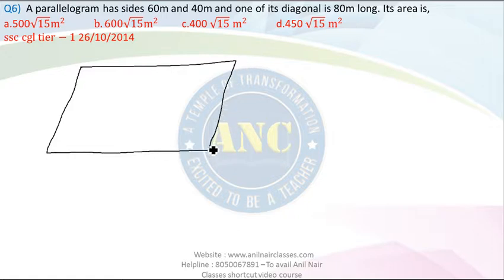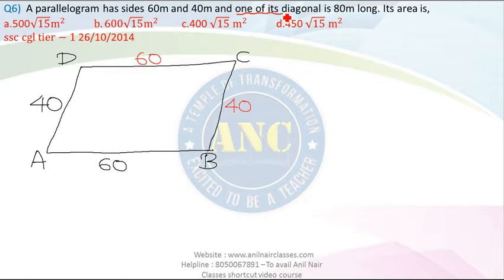Let us understand step by step. I will name this parallelogram as ABCD. One of the sides is given as 60 meters, another side is given as 40 meters. And we know the property of parallelogram which says that opposite sides are parallel, and opposite sides are also equal. If this is 60, this will also be 60. If this is 40, BC also will be 40. I hope that is clear.